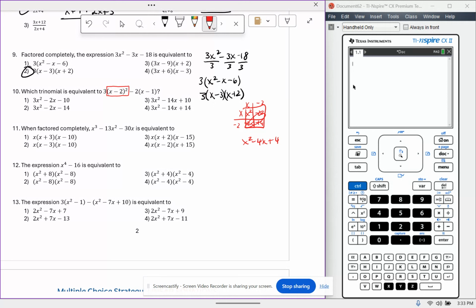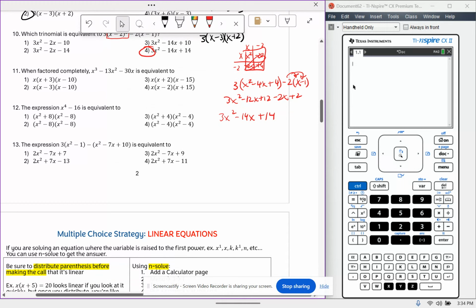And that is all getting multiplied by 3, and then we're subtracting off 2 times (x minus 1). So now I get 3x squared minus 12x plus 12 minus 2x plus 2, and I have 3x squared minus 14x plus 14. That's going to be answer choice 4.